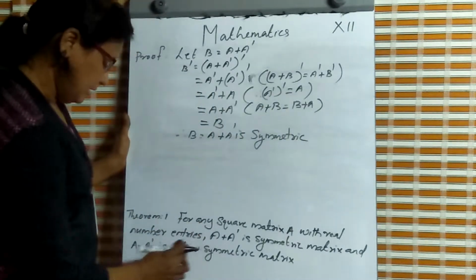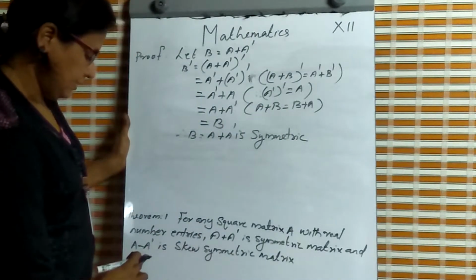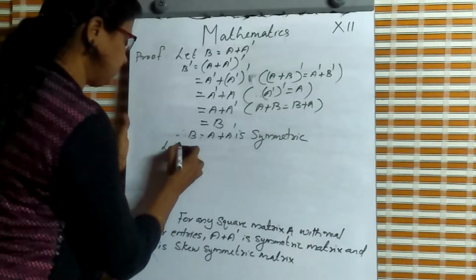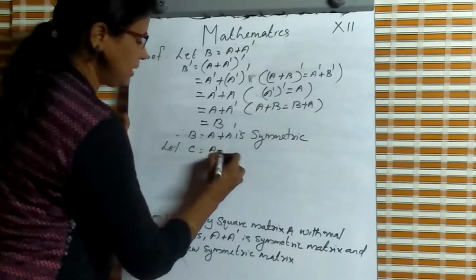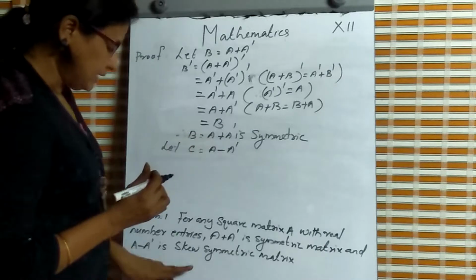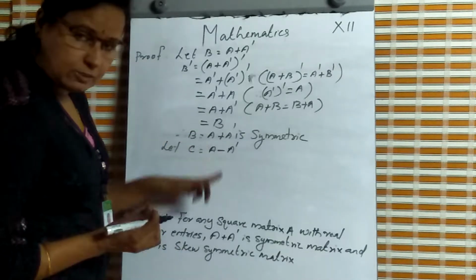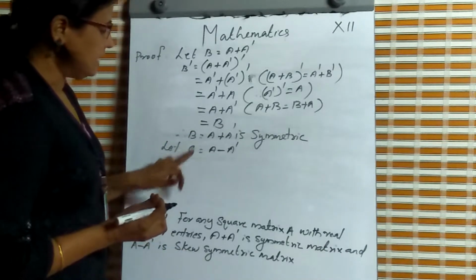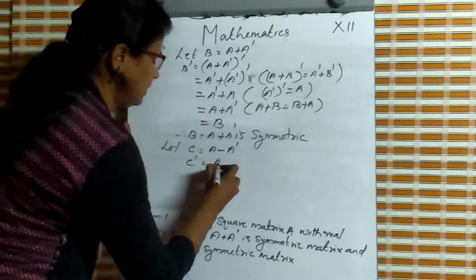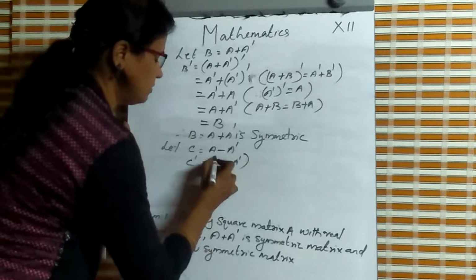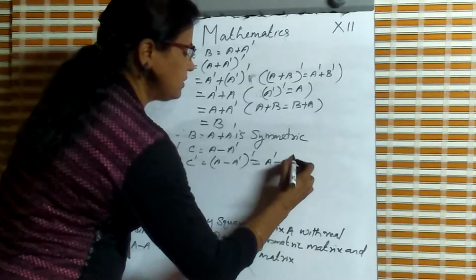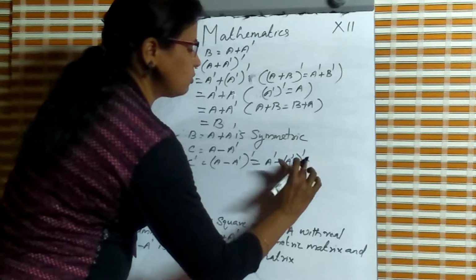The first part is over. Then we have to prove that A minus A transpose is skew symmetric. Let C be equal to A minus A transpose. Then if it is skew symmetric, its transpose should be equal to the negative, that is, C transpose is equal to minus C. Take the transpose: (A minus A transpose) whole transpose equals A transpose minus (A transpose) whole transpose.